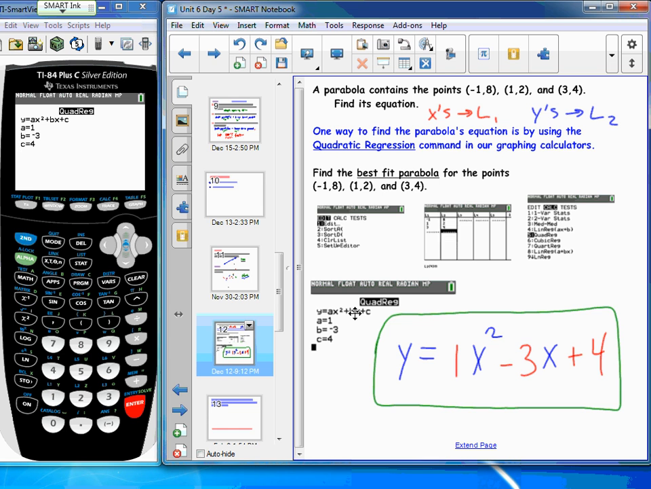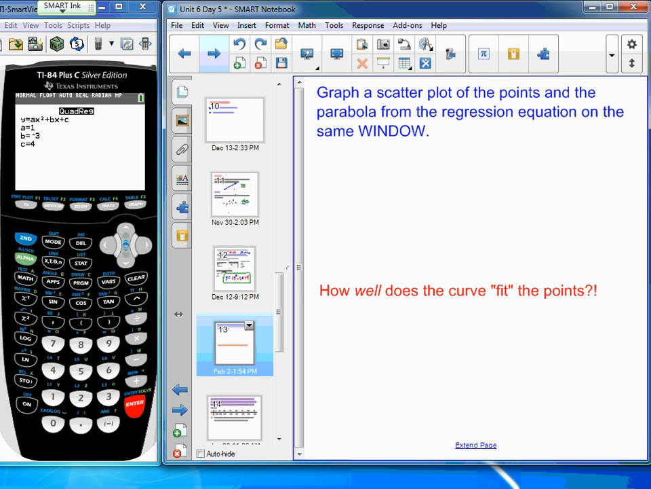Now let's go ahead and consider the points in a scatter plot and compare my equation with that scatter plot. So everybody, we're going to graph a scatter plot of those points and the parabola from the regression equation on the same window. First, we're going to do the scatter plot only. So we're doing points only. No y equals menu. Instead, we're going to do a scatter plot. How do we do that?